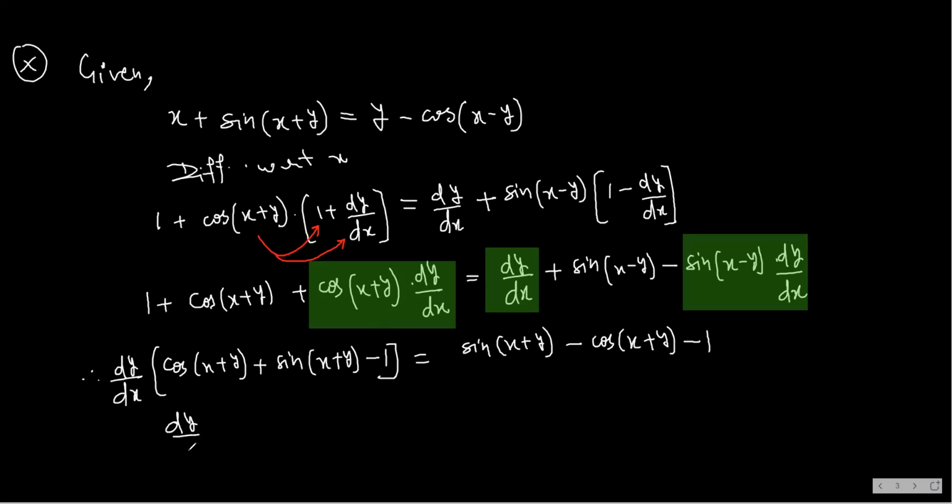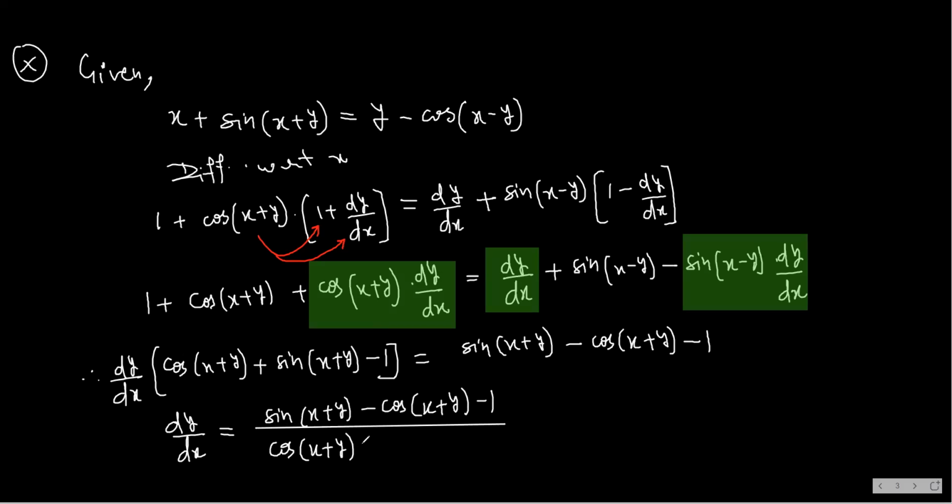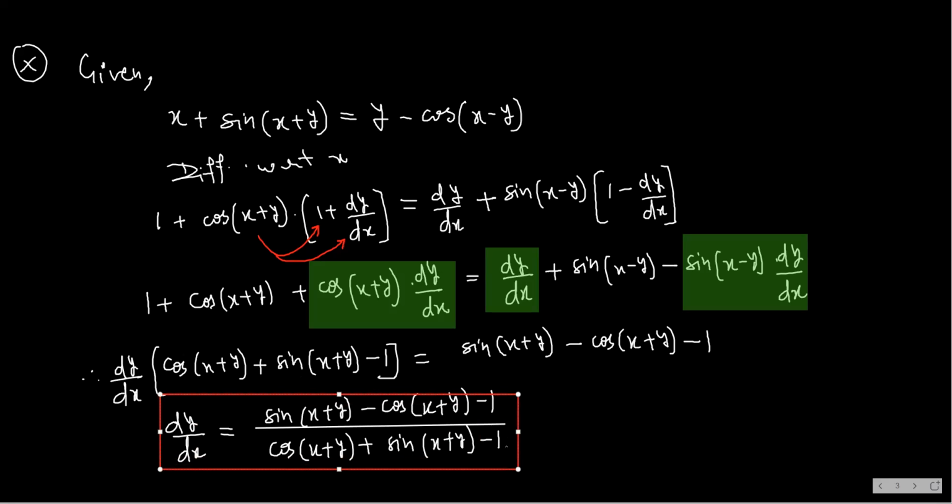So the next step I have is therefore dy by dx equals to sin(x+y) minus cos(x+y) minus 1, the whole divided by cos(x+y) plus sin(x+y) minus 1. And see students, this is the final answer. This is your final answer that you have. You have this as the final answer, dy by dx.